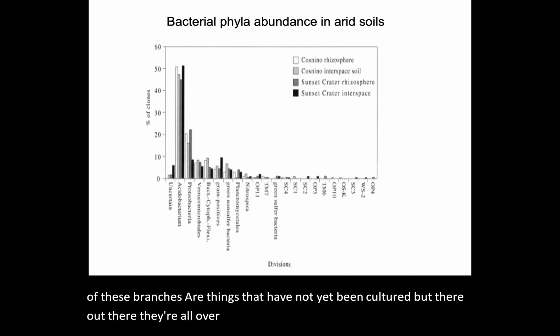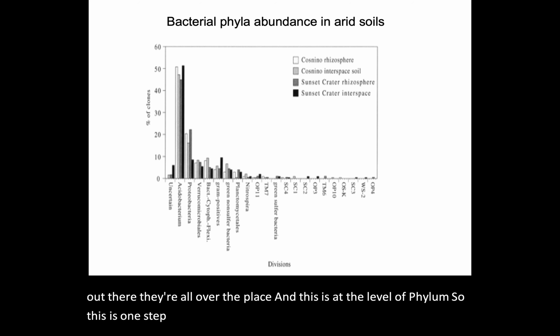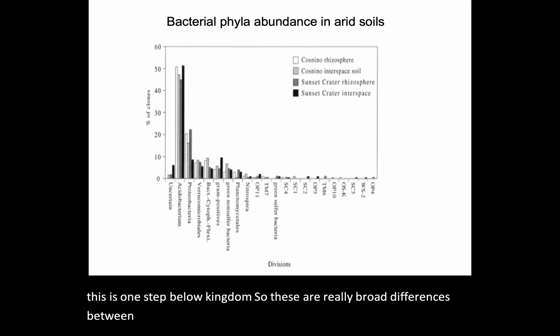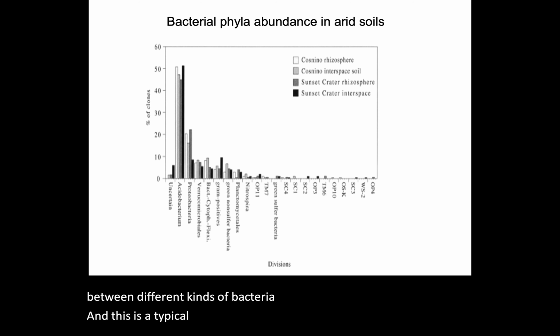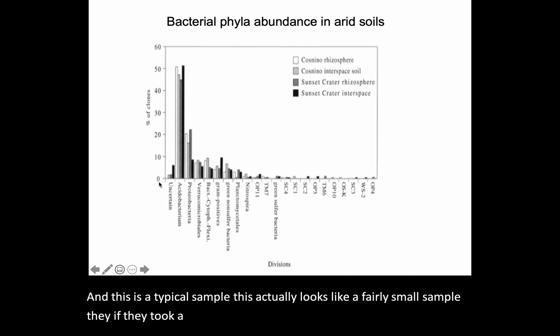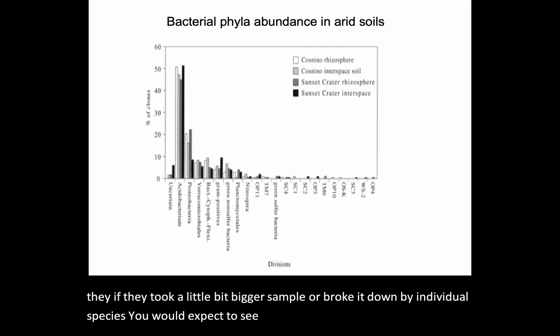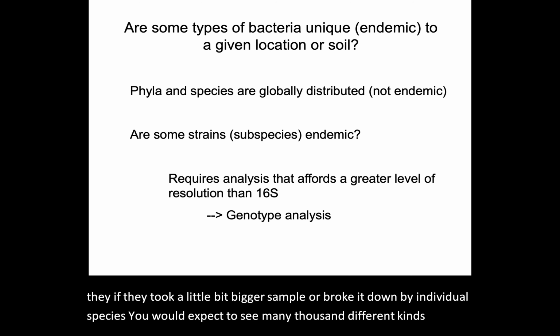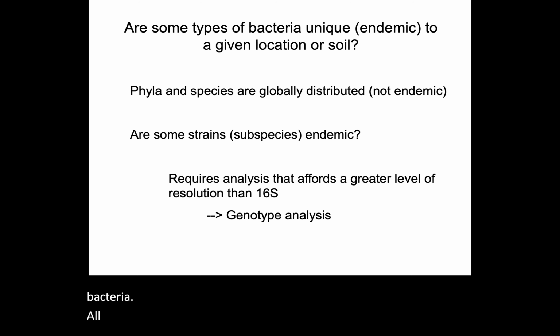And this is at the level of phylum. So this is one step below kingdom. So these are really broad differences between different kinds of bacteria. And this is a typical sample. This actually looks like a fairly small sample. If they took a little bit bigger sample or broke it down by individual species, you would expect to see many thousand different kinds of bacteria. All right. And so it's used to answer questions like this.